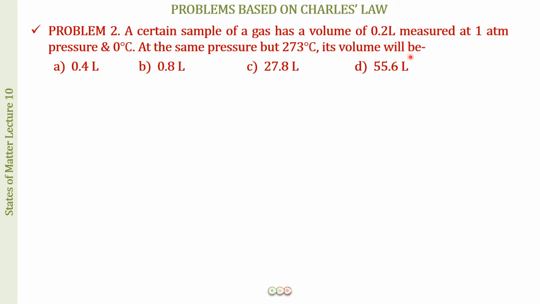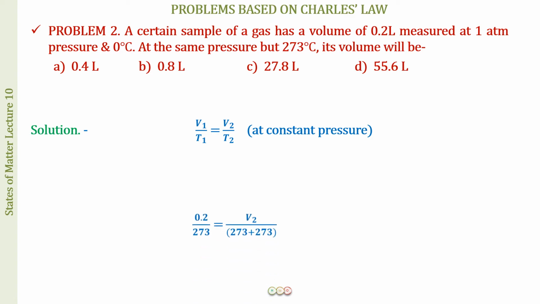We have to find out the final volume. It will be 0.4 liter, 0.8 liter, 27.8 liter or 55.6 liter. So what are we going to do? We are going to apply Charles law, V1 by T1 equal to V2 by T2. So putting the values in the equation, V1 is 0.2.